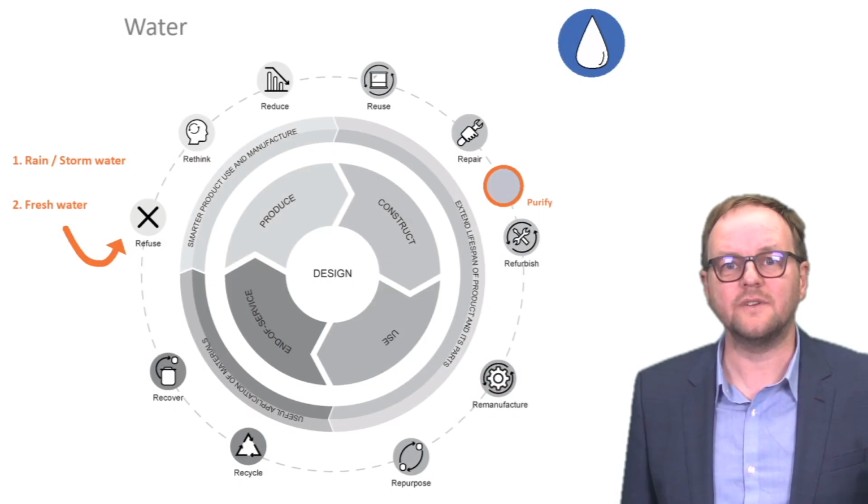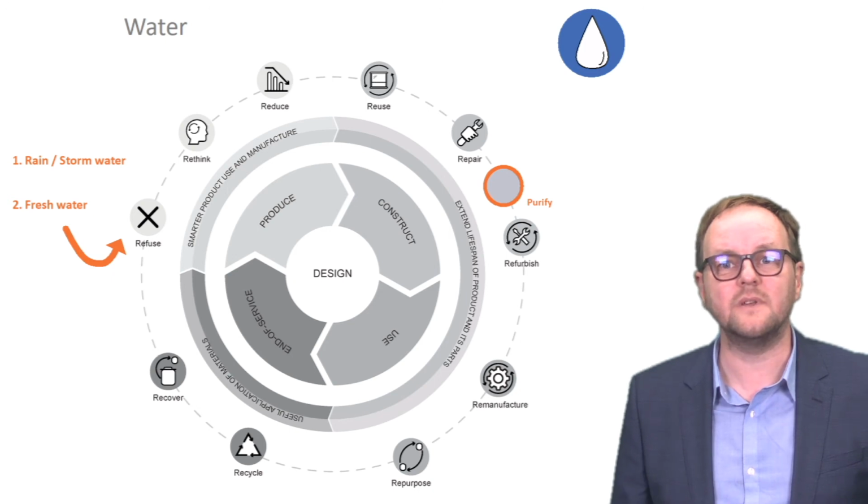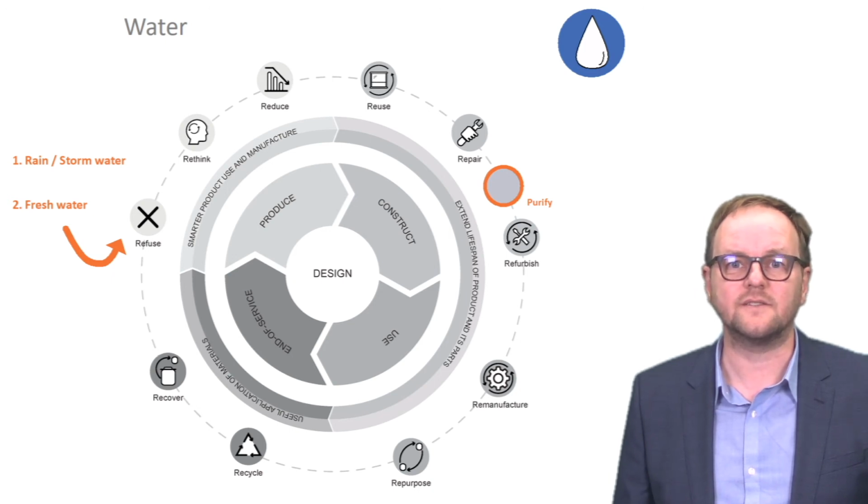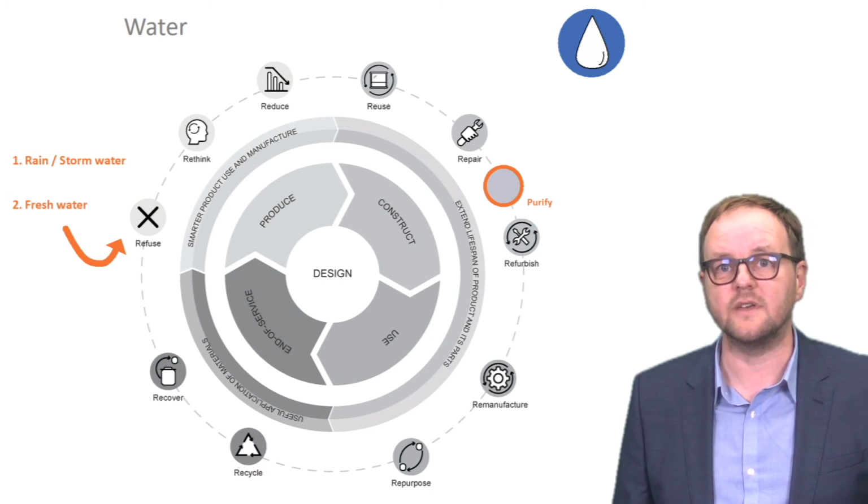Looking at the circularity, we see that water is actually completely circular. It starts its urban life cycle as rainwater or centrally produced fresh water and eventually returns as water again.